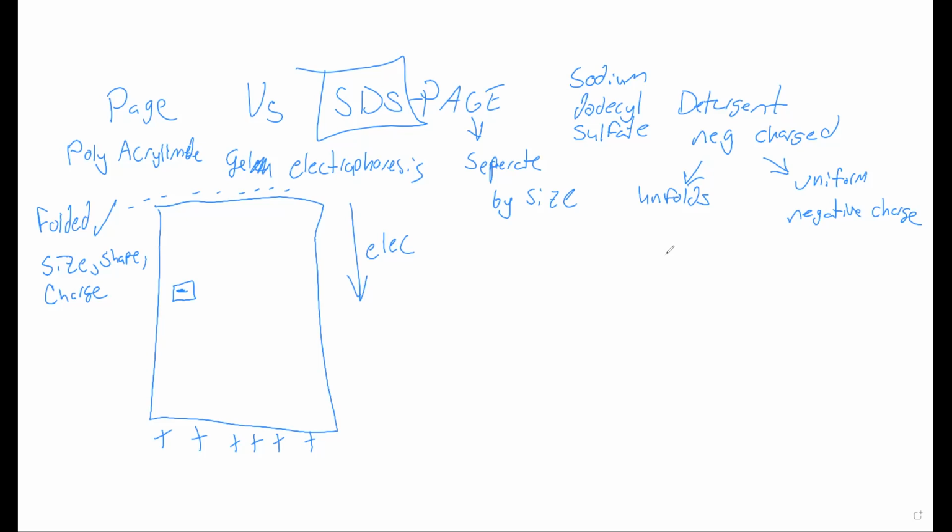And in SDS-PAGE, you're separating by size. Small things are able to go through the gel faster. So it'd basically be protein 1 would be down here, protein 4 would be down here, protein 3, and then protein 2. So small things travel through the gel faster than big things. So that is SDS-PAGE versus PAGE. Let me go to our next question.